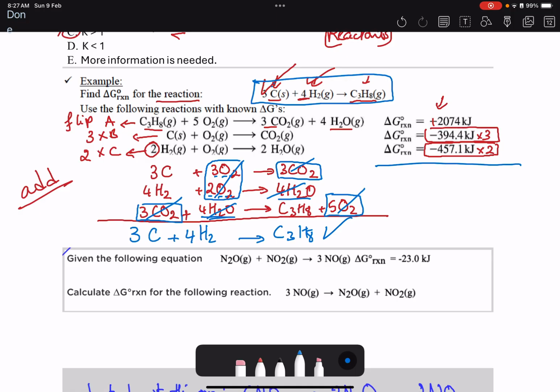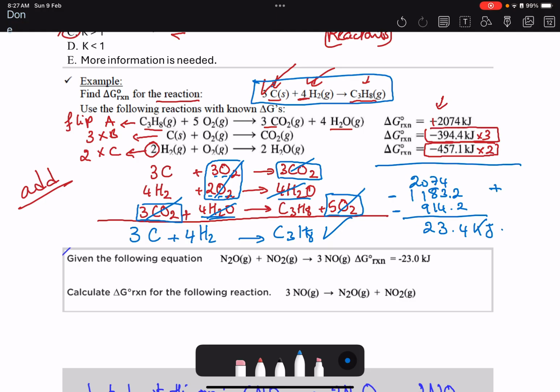So 2074, and I have negative 394.4 multiplied by 3, that is 1183.2, and I have another one, 457.1 multiplied by 2, that is 914.2. So I add them all, and the final answer is 23.4 kilojoule.